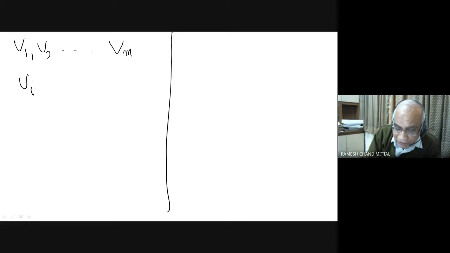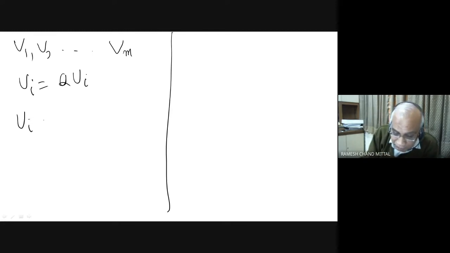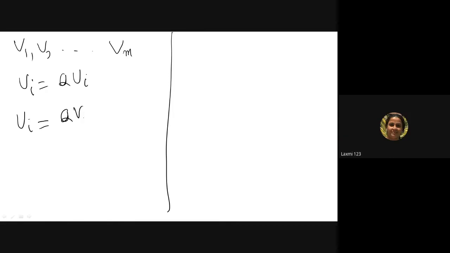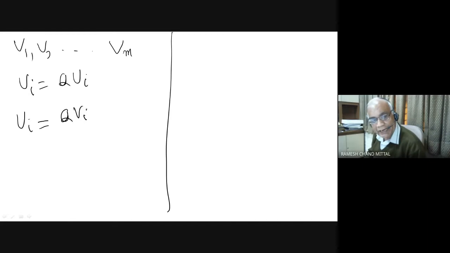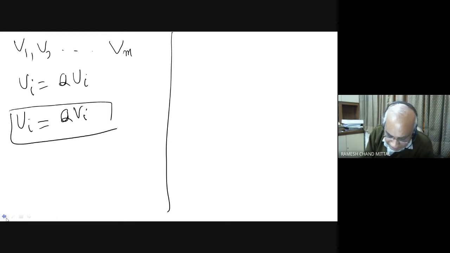My Vi is equal to QUi. So then what is my original solution? My Ui will be nothing but Q inverse of Vi, and Q inverse is the same as Q. So you get QVi. And this is done for each Ui. So that is the strategy. What is the strategy? Please understand now.